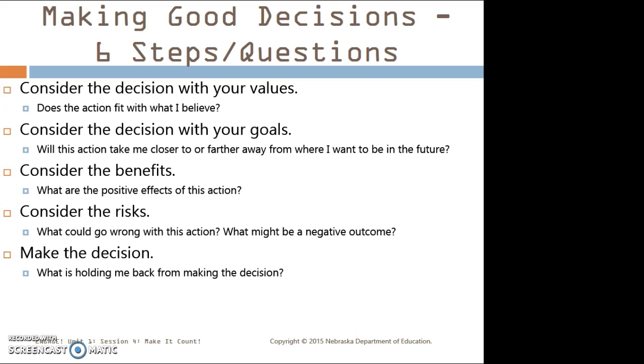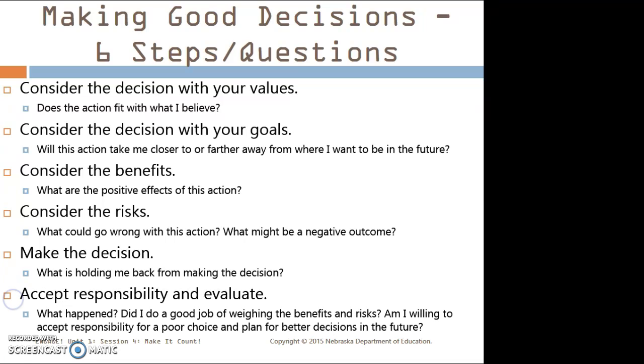Sometimes you might need to elicit some help from a trusted source: mom, dad, brother, sister, uncle, cousin, somebody that you trust to help you go through the decision process, and maybe they'll see something you didn't the first time. After you've made the decision, you accept responsibility and evaluate, which means what happened. Did I do a good job weighing the benefits and risks? Am I willing to accept responsibility for a poor choice and plan for better decisions in the future?